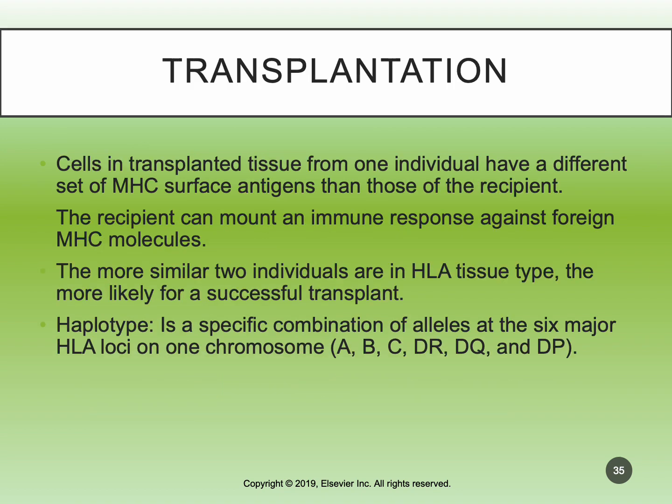Let's talk a little bit about what happens to cells when it comes down to transplantation. During or after transplantation, a recipient's immune system can respond against the major histocompatibility complexes. Thus, we want individuals to be as compatible as possible with the donor HLA tissue. The more compatible they are, the more likely that the transplant will be successful.